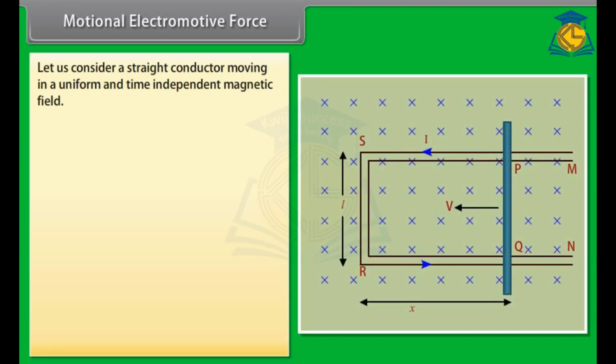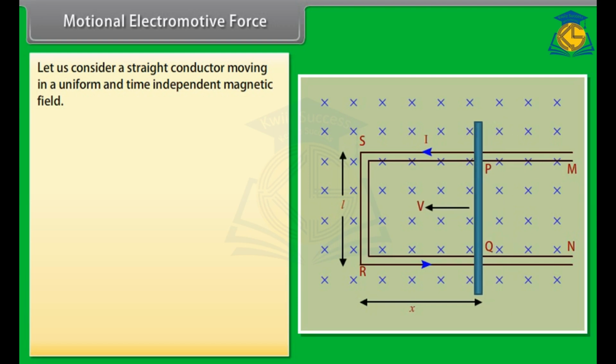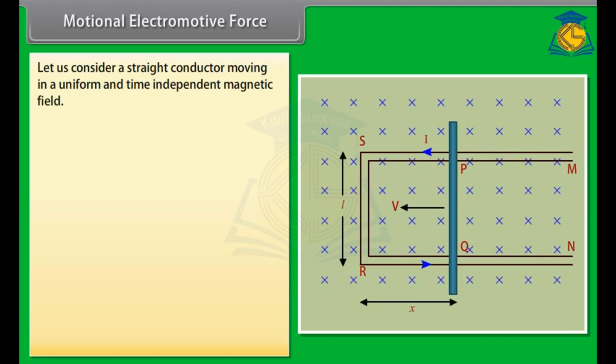Motional electromotive force. Let us consider a straight conductor moving in a uniform and time-independent magnetic field. Let a rectangular conductor PQRS, in which the conductor PQ is free to move. The rod PQ is moved with a constant velocity v. It is placed in a uniform magnetic field B, which is perpendicular to the plane of this system.